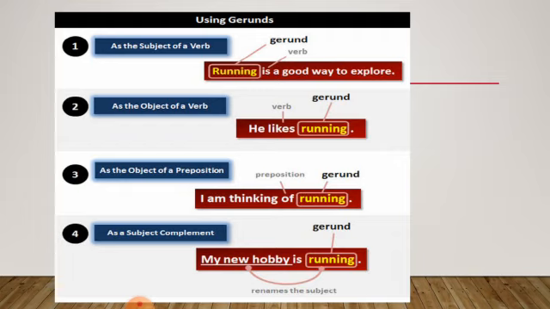For example, subject complement: my new hobby is running. As I have said, I like a hobby which is running. Okay? So here it is a gerund. A gerund can be used in so many ways: as an object, as a subject, as an object of a preposition, as a subject complement. But remember, if I say he is running, here it is not a gerund, it is a verb.